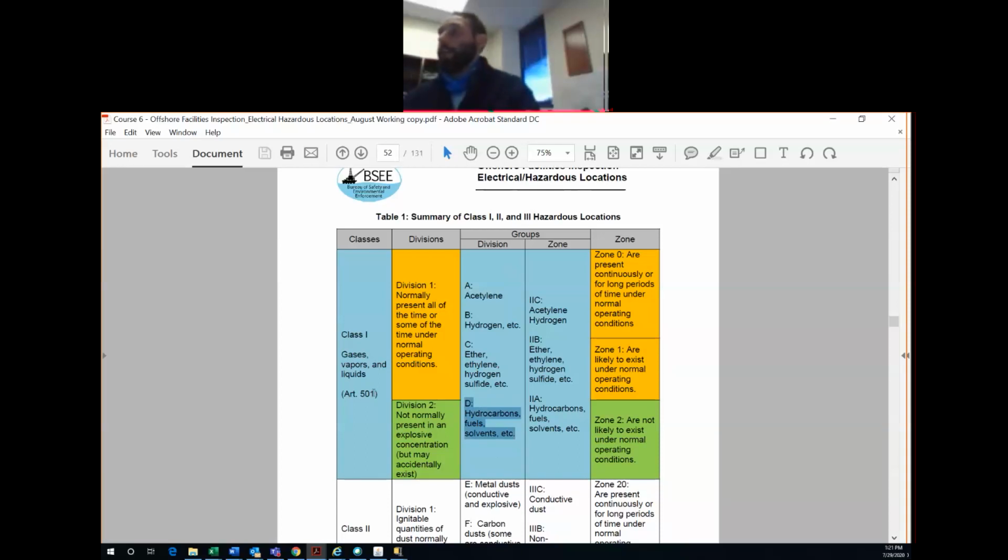Okay, and then similarly, API 505 has the same kind of thing. The only difference is that they combine hydrogen and acetylene into this 2C group, hydrogen sulfide is in Group 2B, and hydrocarbons are in 2A.